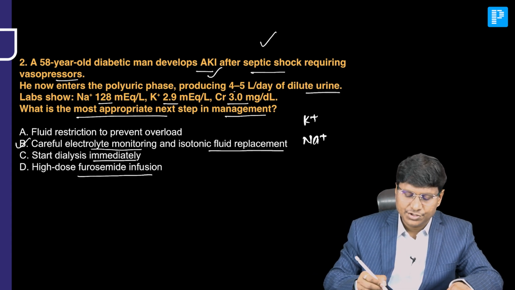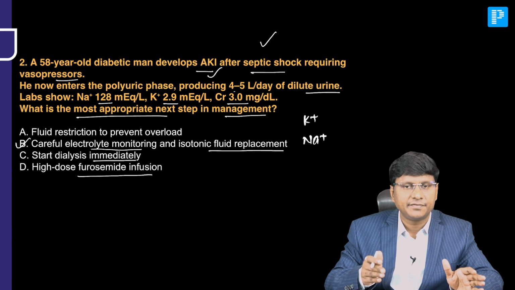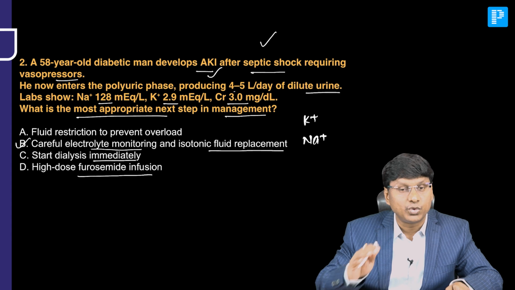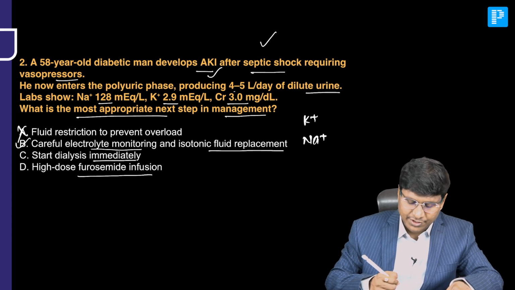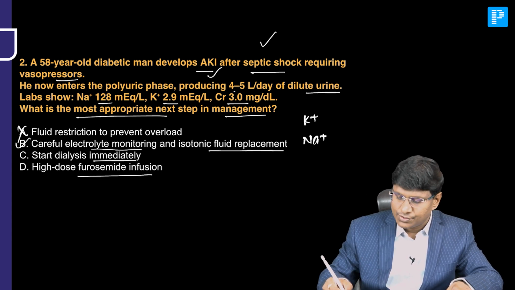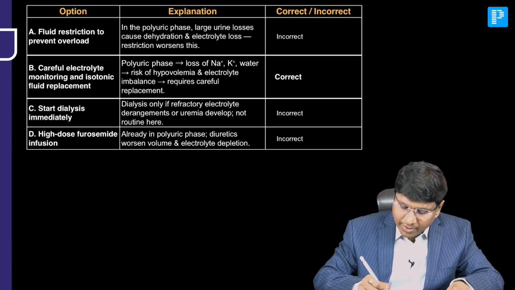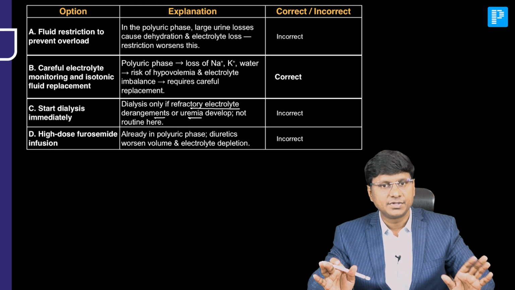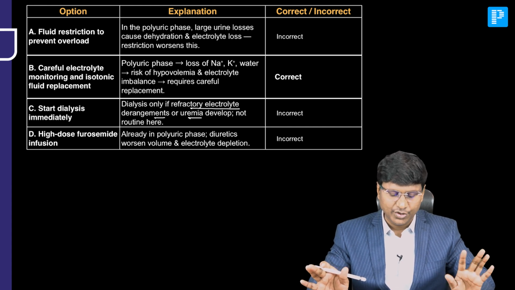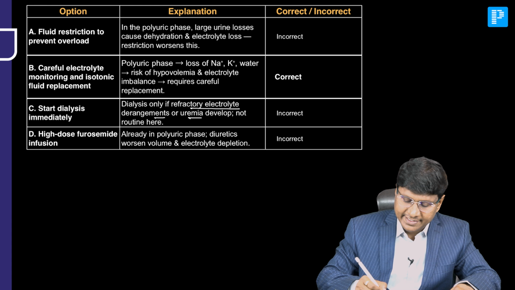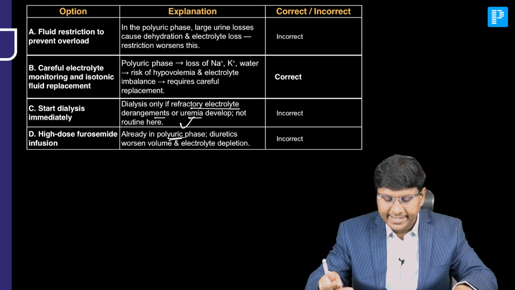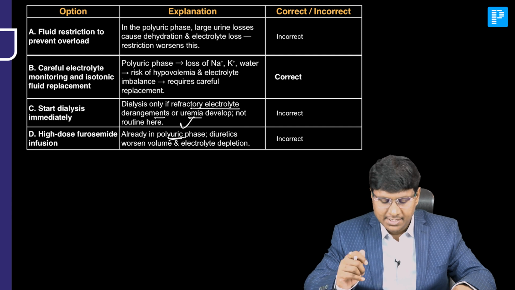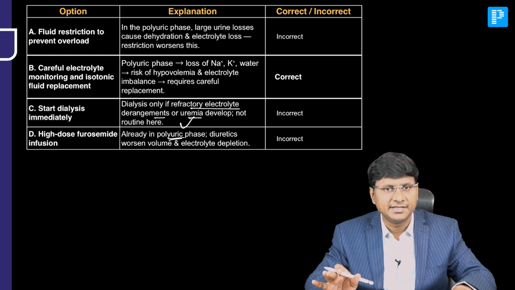And what about fluid restriction to prevent overload? In the polyuric phase, large urine losses cause dehydration and electrolyte loss. Restriction worsens this, so you should never do restriction. Start dialysis immediately? Dialysis is done only in refractory electrolyte derangements or uremia whenever it develops, not in routine cases. And high dose furosemide: the individual is already in the polyuric phase and diuretics will worsen the volume as well as electrolyte depletion. That is the reason why your fourth option, the high dose furosemide infusion, should not be done in this patient, right?